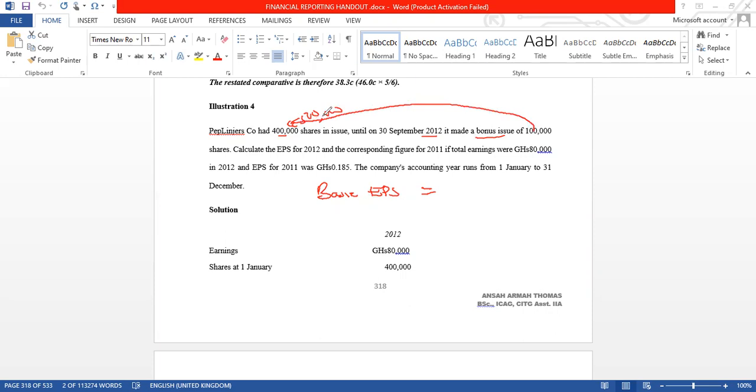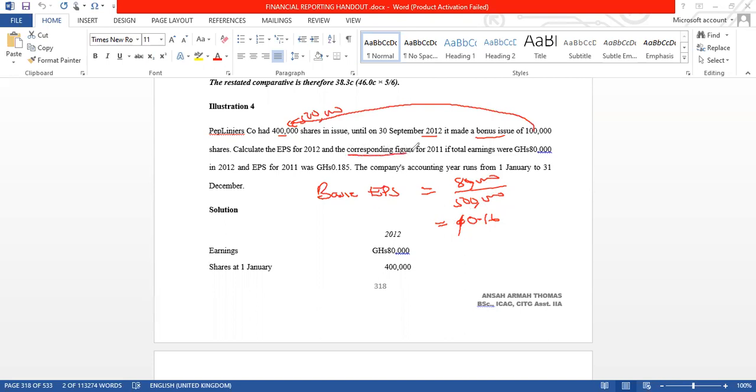All right. So that is that. And we had this thing up to September and they had added a new one, but we are assuming that it already existed during the period. So we actually need to take our earnings of 80,000 and divide it by 500,000. If you put this on your calculator, what are you going to get? You are going to get 0.16 Ghana cedis. All right, so that is what you have.